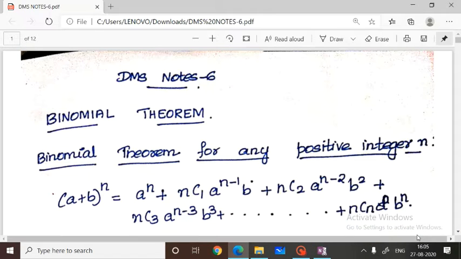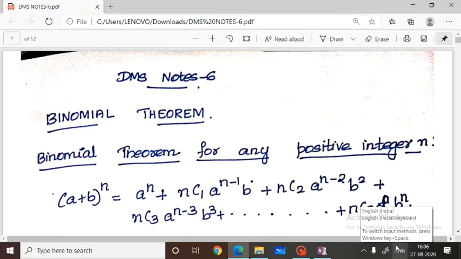Today we are here with a new topic, binomial theorem. In discrete mathematical structures, binomial theorem comes in module 2. According to the syllabus, only the statement of the binomial theorem is needed; you do not have to study the proof.